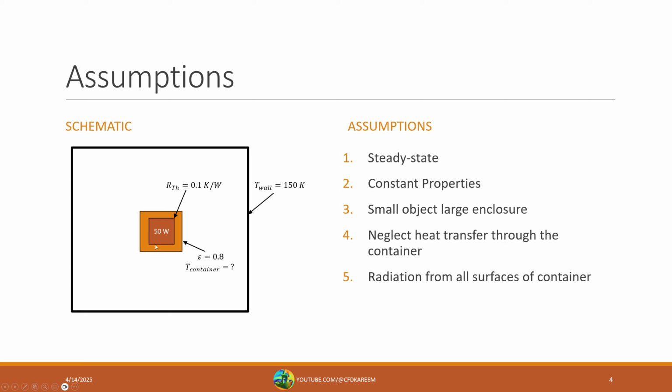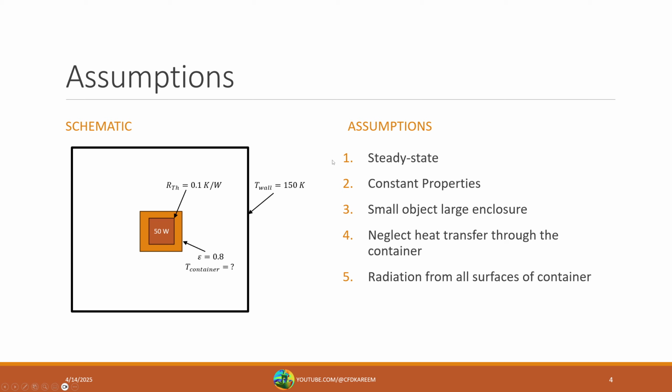So our schematic looks like this. We have our 50 watt powered device, which is attached on the inside of this container. Between the device and the container, we have a thermal contact resistance of 0.1. We know that the outside of the container has an emissivity value of 0.8, and we're asked to find the temperature of the container. The container, as well as the device inside the container, are all in this much larger volume of the space shuttle, and we know that the T wall, or the T of the bay, is about 150 degrees Kelvin.